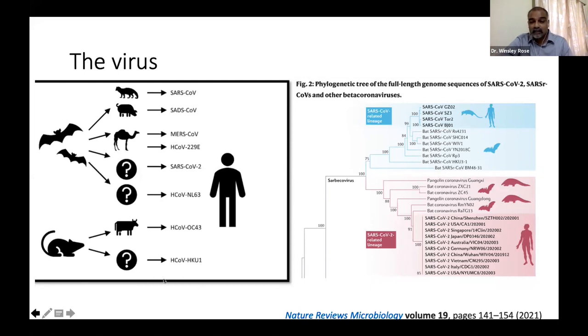Now, even though the closest virus to the SARS-CoV-2 is actually the bat coronavirus, the RaTG13 coronavirus, which has about 96% similarity to the SARS-CoV-2, the one which has pathogenesis similar to SARS-CoV-2 is the SARS-CoV virus, which has only about 80% similarity to the SARS-CoV-2 virus.